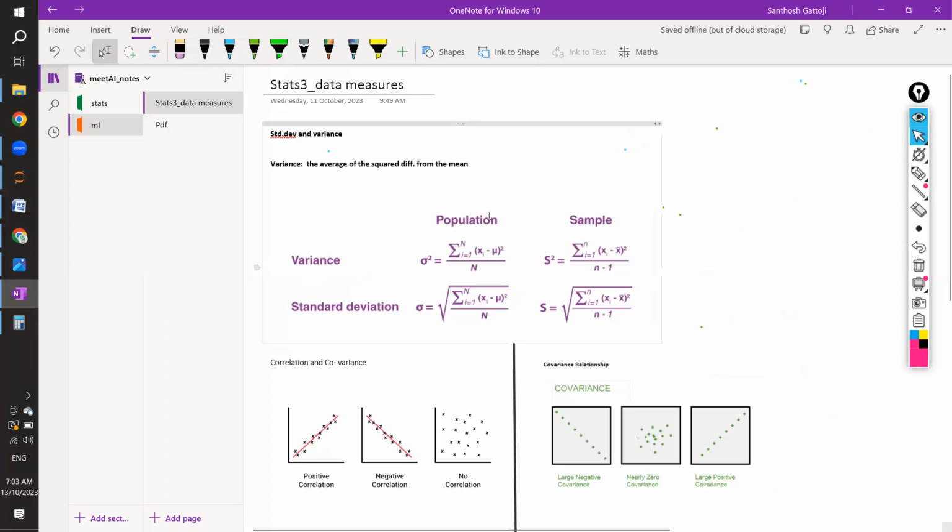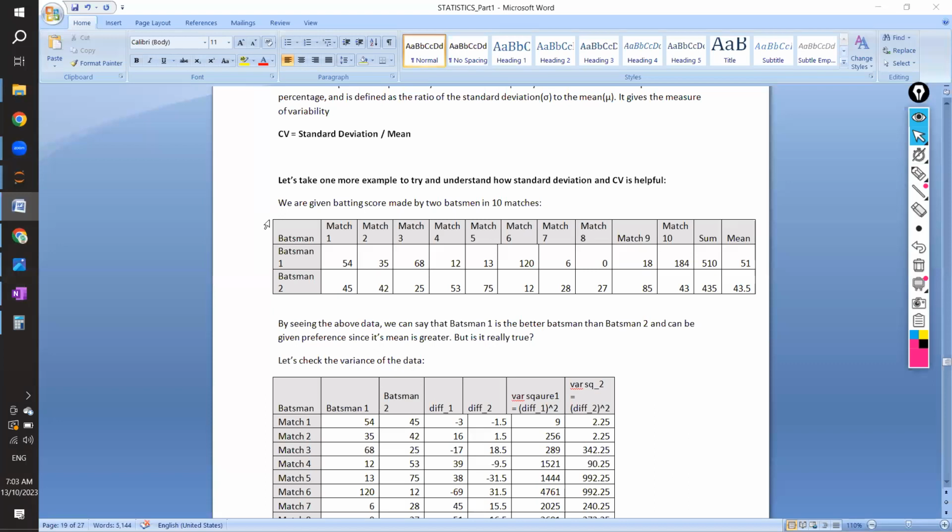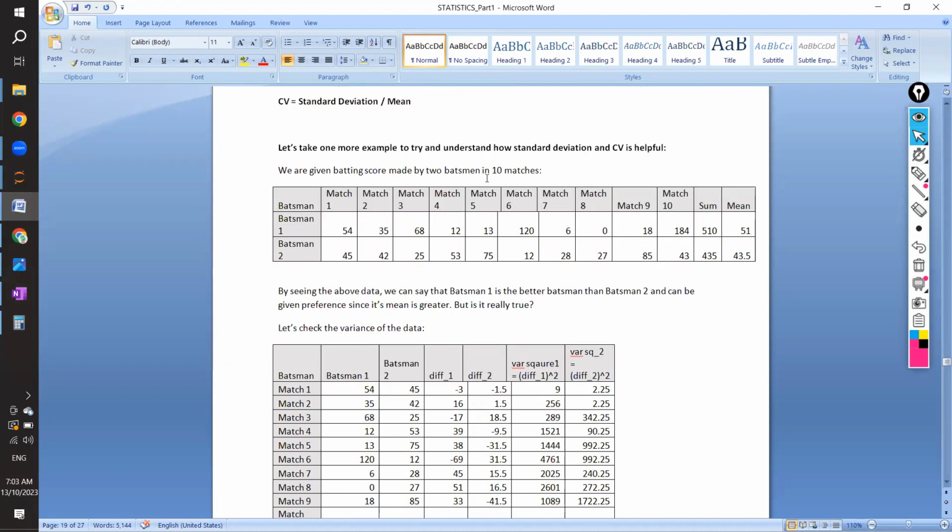So now what we'll do, we'll see an example. This will be helpful. See, let's take one example and try to understand the standard deviation. These are the scores of two batsmen, let's say Rohit Sharma and let's say this guy is Virat Kohli, just as an example. Now, in 10 matches, these are the scores. This is the sum of all 10 scores for Rohit Sharma, and this is for Virat Kohli. And this is the mean for Rohit Sharma, the mean of Virat Kohli.